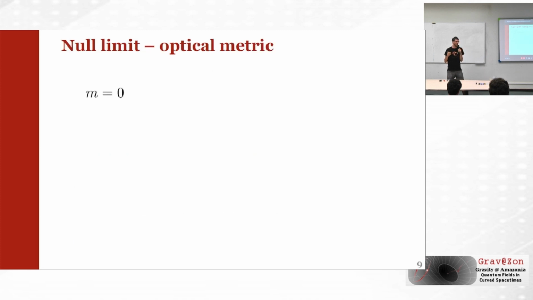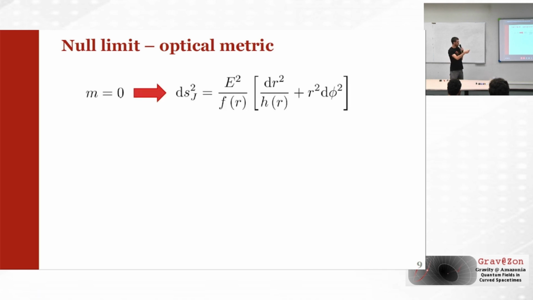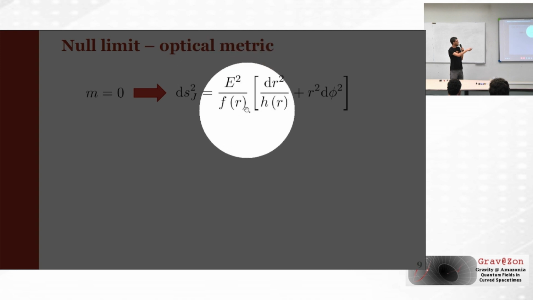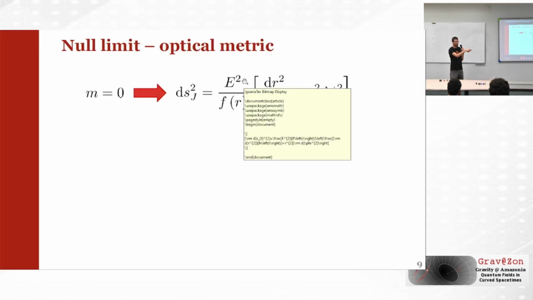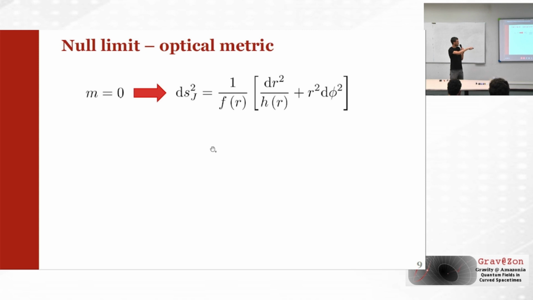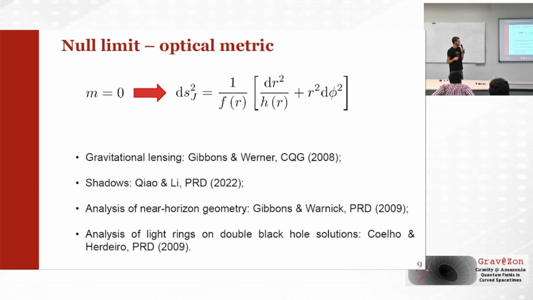To have a grasp of what these effective 2D metrics are, I will give you the simplest example. We start by taking the null limit of vanishing mass, which yields this Jacobi metric. But since the energy is a constant, we can redefine the parameter to absorb it, and we obtain this expression here. This is widely known in the literature. It's called the optical or Fermat metric and has been used several times before for gravitational lensing, the study of shadows, even the study of general properties of near-horizon geometries, and even for double black hole spacetimes.